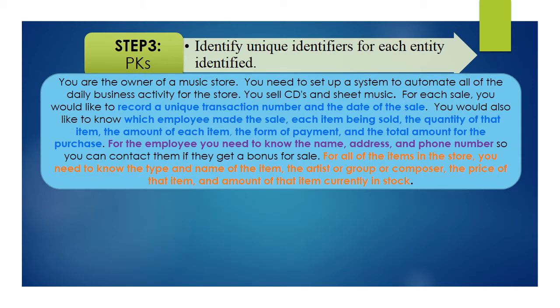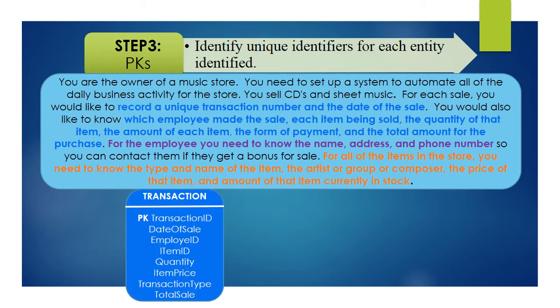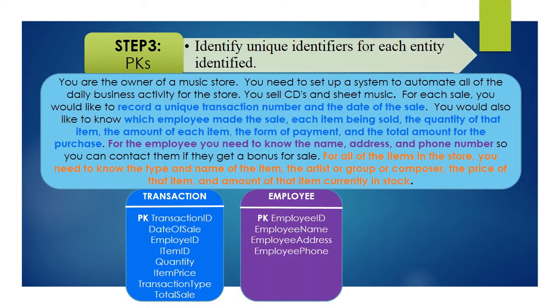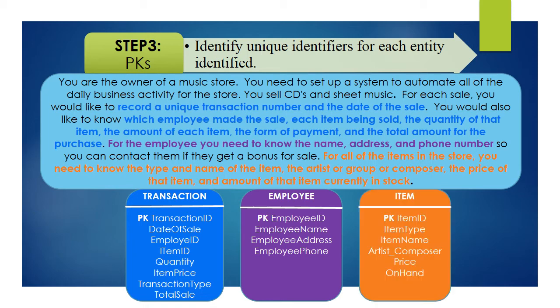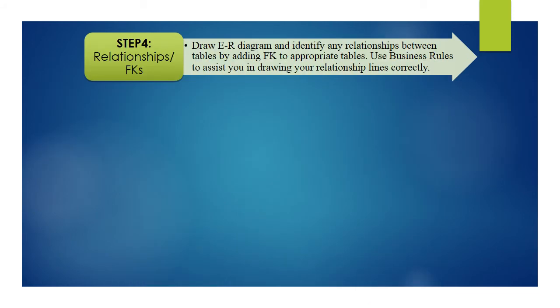Step 3 is called PKs. In this step, I need to identify a unique primary key for each entity. For our transaction entity, I have chosen transaction ID. For the employee entity, I have chosen employee ID. And for the item entity, I have chosen item ID. That's it for step 3. Let's move on to step 4.